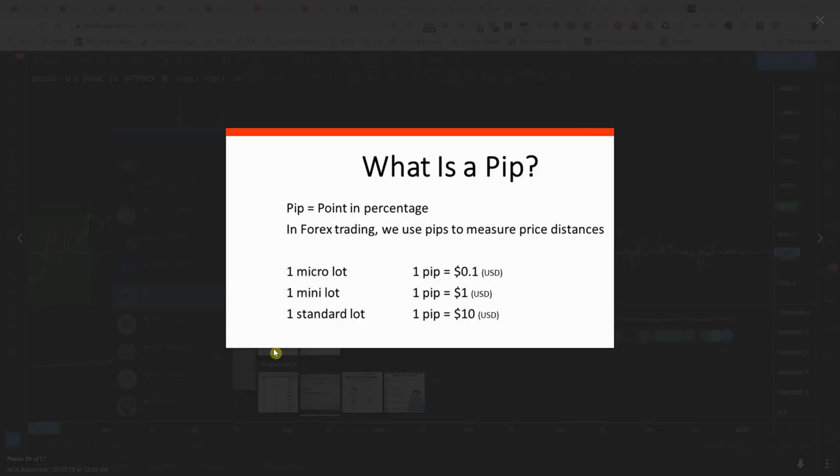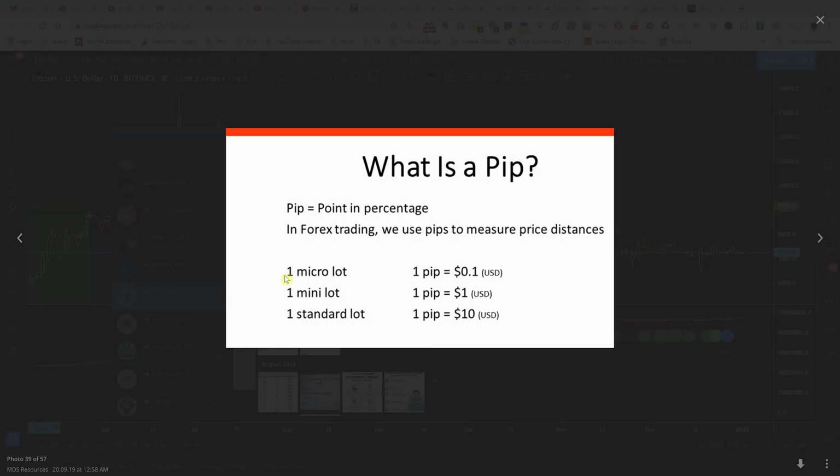A pip is a point in percentage. So it's the way that we in Forex measure price distances. So when price goes from one point to another, let's say from $1 to $1.50, those differences or movements in price are measured in pips, kind of like miles per hour when you're in a car. All right, so same thing.